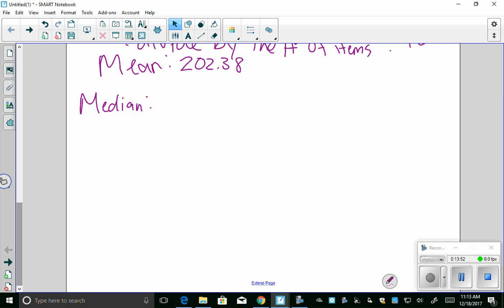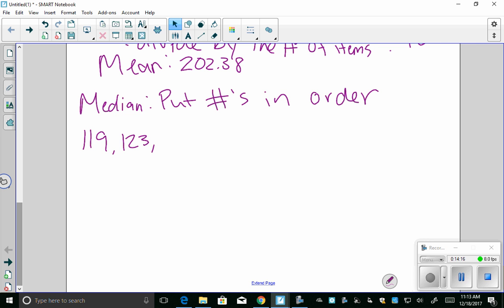To find the median, what's my first step? Put numbers in order. Yeah, then you have to see which one is in the middle, right? So what's my smallest number? 119. What's the next one? 123. 147. 150. 161. 181. 191. 191.